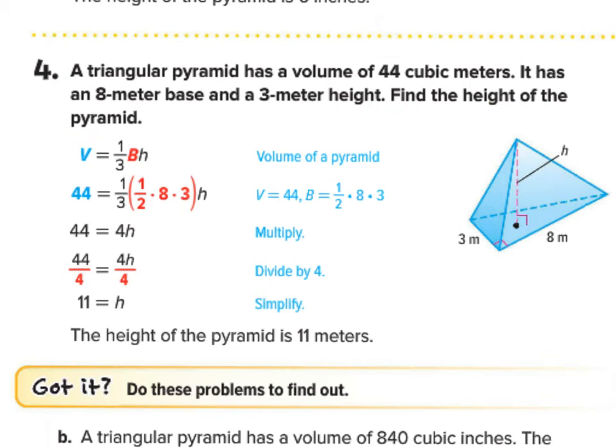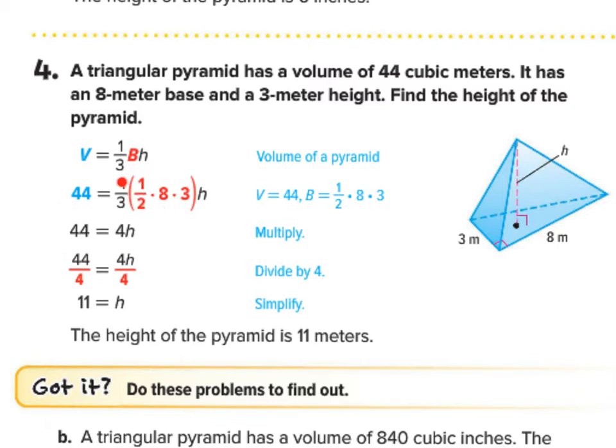So here we go. So we have 44 cubic meters, as mentioned here, that's our volume, equals 1/3 of the base of the area. We know that this is how we find the area of a triangle. Multiply times h. When you multiply 8 times 3, you will get 32 divided by a half. Sorry, no, 8 times 3 is not 32, that's 8 times 4. 8 times 3 is 24. 8 times 3 is 24, times a half is 12.